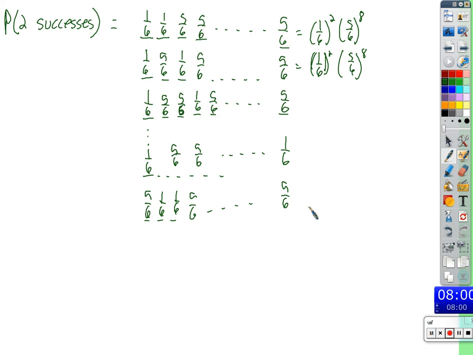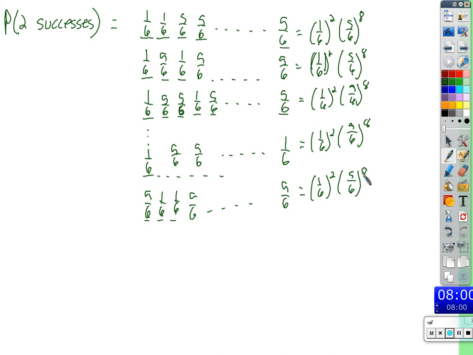Okay, but here's the end of the story. Every one of these has the same probability. 5/6 to the 8th, 1/6 squared, 5/6 to the 8th, on and on it goes. Every one of these has the same probability. All we have to do is figure out how many times that happened, and the answer is 45. There are 45 ways for this to happen. There's definitely an easier way to figure that out.